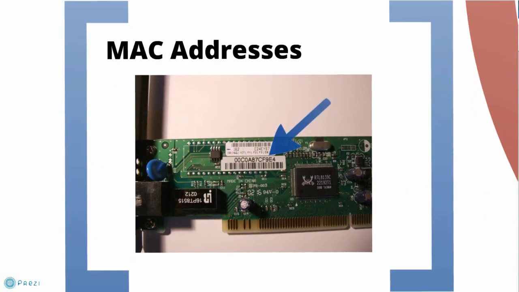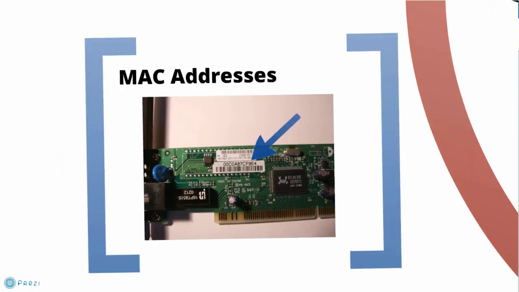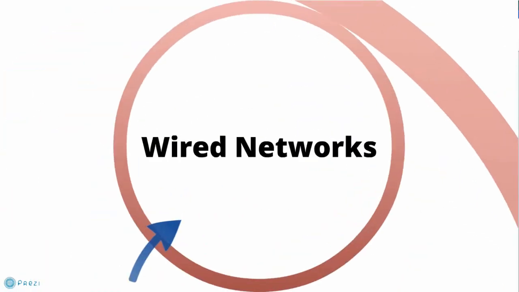Moving on to an older addressing method that is physical and cannot be changed, we also have MAC, or Media Access Control, addresses, which are assigned to every network card when they are created. Due to logistical issues, though, a physical address was simply not suitable for use on a huge wide area network such as the internet. Next, we will be looking at wired networks.